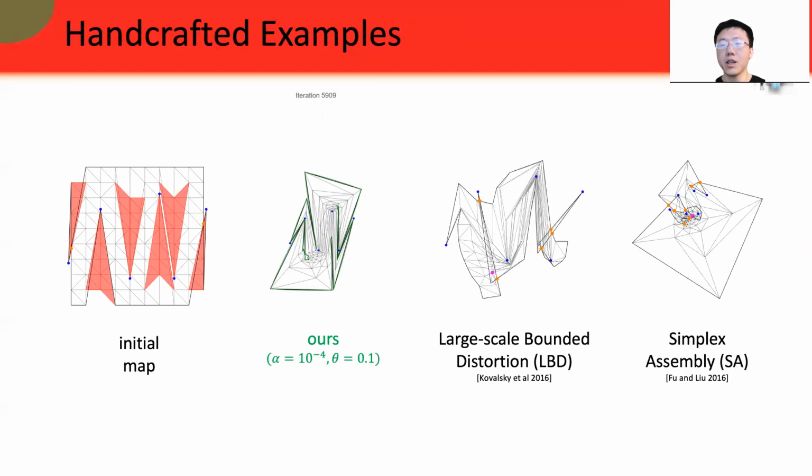In contrast, existing inversion-free methods, such as large-scale bounded distortion map, LBD, and simplex assembly, SA, are able to remove inverted triangles, but they cannot resolve overlapping triangles. And this results in both overwound vertices and boundary intersections.